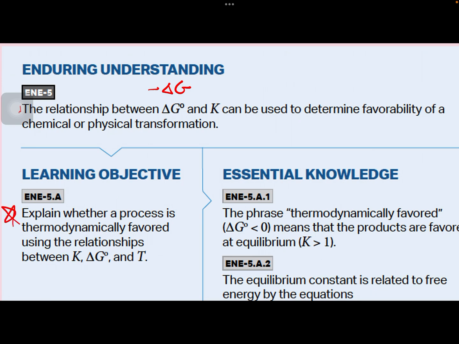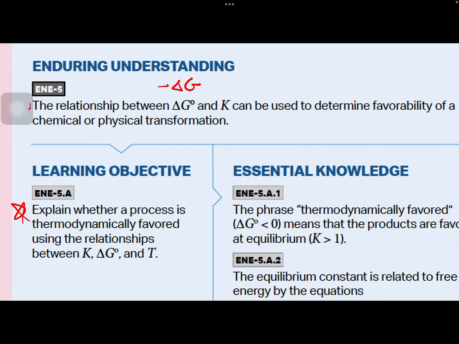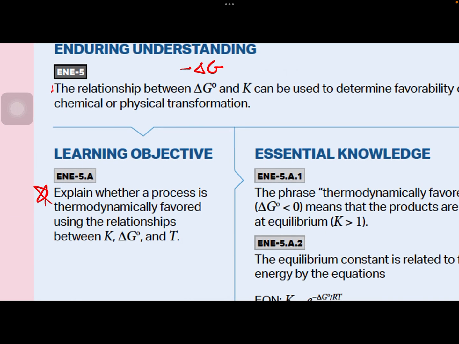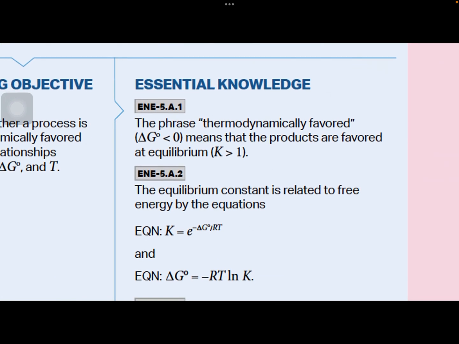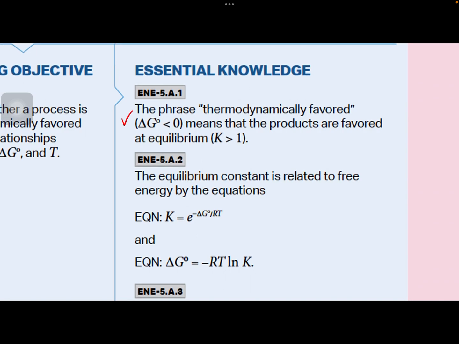So the objective 9.5 is you'll be able to explain whether a process is thermodynamically favored using relationships between K, delta G, and temperature. And we've already talked about a negative delta G. And if products are favored at equilibrium, that means K is greater than 1, because our equilibrium constant is determined by the concentration of products over reactants. So a forward reaction, which is favorable with a negative delta G, means we have a lot of products. So a high amount of products, a lower amount of reactants, gives us a K value greater than 1.